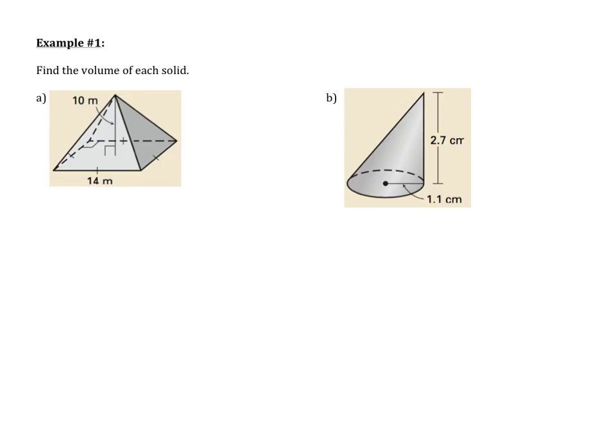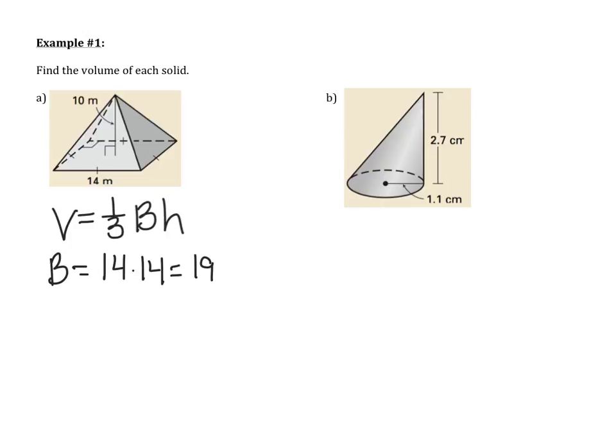So here's number 1. Find the volume of each solid. So for part A, we see that it is a pyramid. So again, we're going to start off with the volume is equal to 1/3 the area of the base times the height. In this case, the base is a square because we see that each of the 4 sides are marked as congruent. So the base would be found by doing length times width, or side times side. So 14 times 14, which is equal to 196.